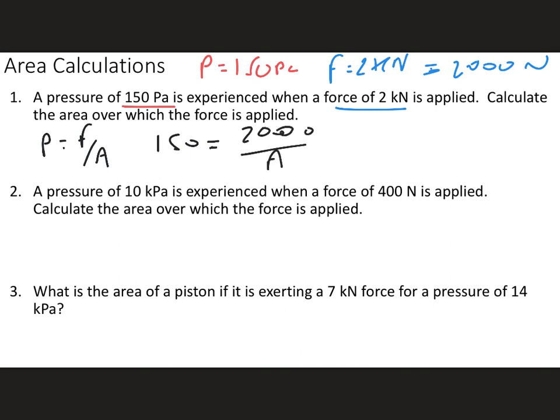Rearranging, I will do it all the way through actually. I get 150 times A equals 2,000. A then equals 2,000 over 150.